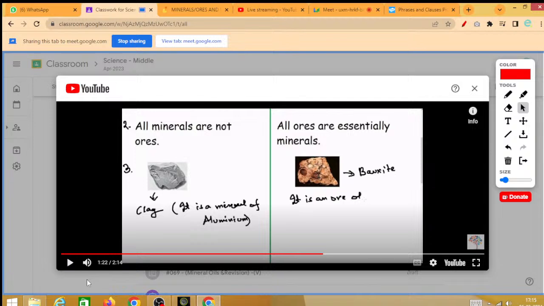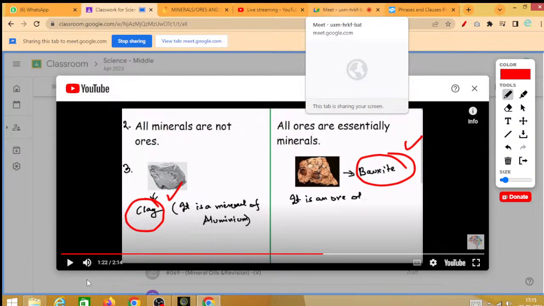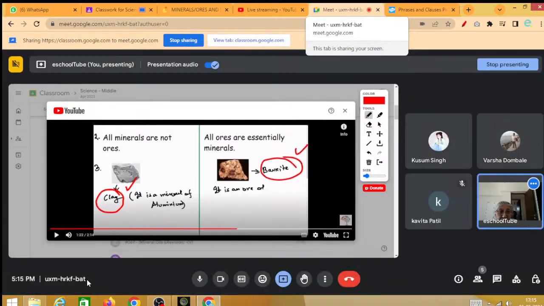So now, Anjali, is clay a mineral? Is bauxite a mineral or not? Are clay and bauxite minerals? Yes, ma'am. Both are minerals. Is clay an ore? Anjali, is clay an ore? Yes, ma'am. And bauxite also is an ore? Yes, ma'am. See, there is the difference now.